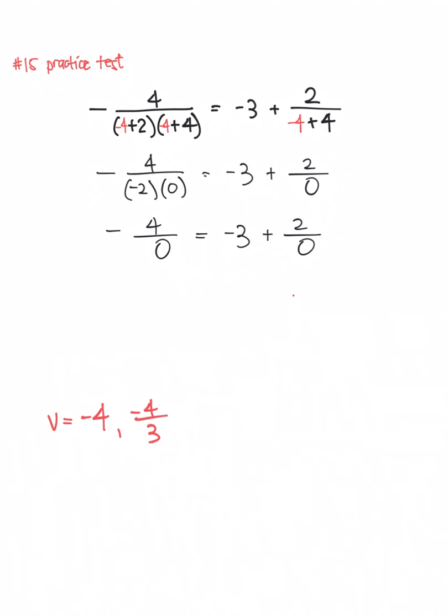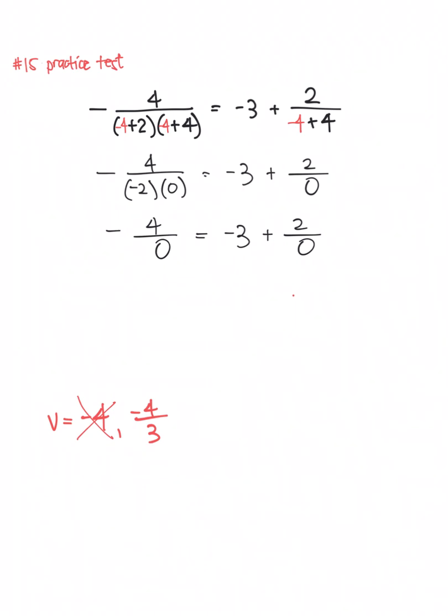And we have a problem. We've got zeros in denominators. We cannot figure out this number because it is undefined. We can't have zeros in the denominator. So guess what? All of that work to figure out that negative 4 cannot be one of the solutions.